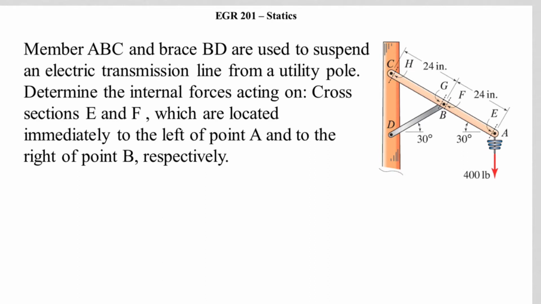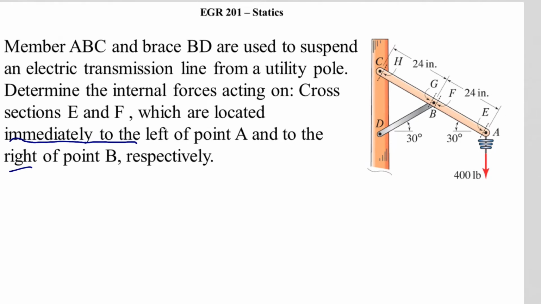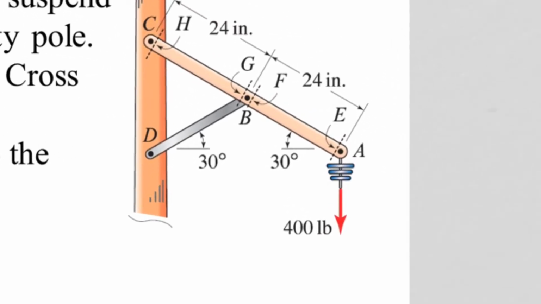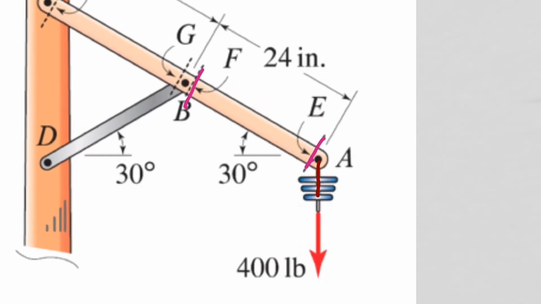These terms, immediately to the left and right of these points, are a very important concept to think about when we look at this pole and what we're trying to analyze. We're trying to analyze this cut here and this cut here. When they're saying immediately, we know there's a force acting right at this location, but it's immediately to it, so it's right up to it, but not at it. So it's infinitesimally small when we draw this. So essentially a moment arm at this location would be essentially 0 for us.